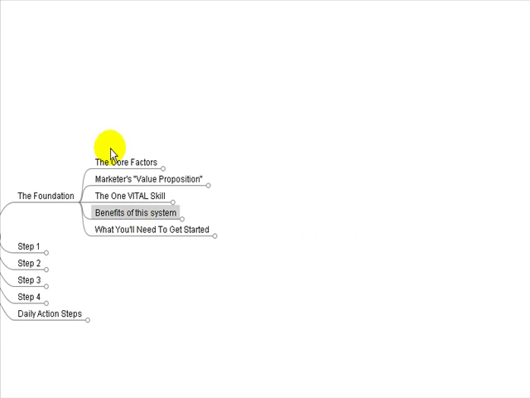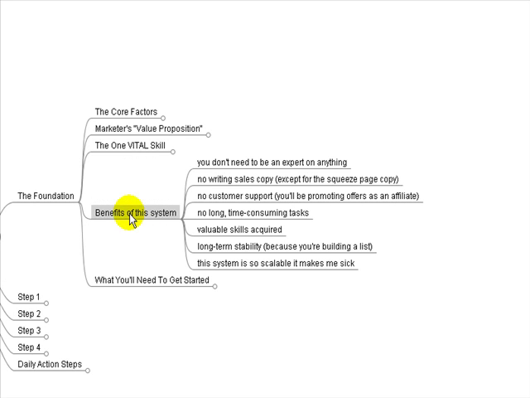Now, the benefits of the system. I've been talking about the system. The benefits of this system here are that you don't need to be an expert on anything. All right, you're not going to be finding a niche that you're passionate about and that you know a lot about. You don't need to be an expert on anything, literally. You don't have to write sales copy, except for the squeeze page copy, which is just the headline and bullet points, essentially. You're not going to deal with any customer support because we're going to be an affiliate in this situation. We are not going to be the product owner.